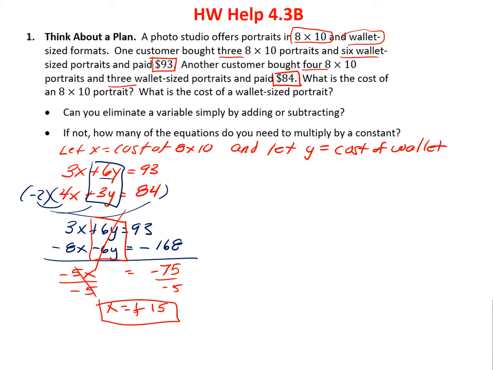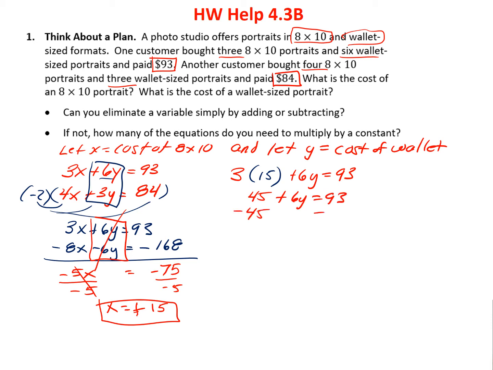Okay. Now we just plug that back into one of these equations. So let's just start at the top here. So we get 3x, and we know now we're substituting x equals 15. So 3x plus 6y equals $93. So this is 45 plus 6y equals 93.